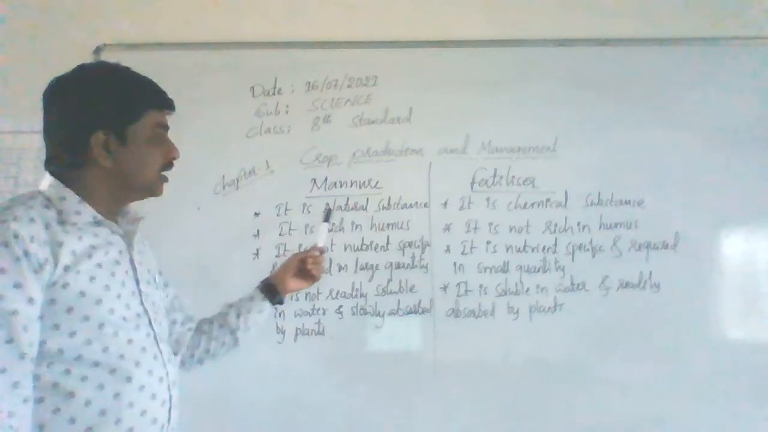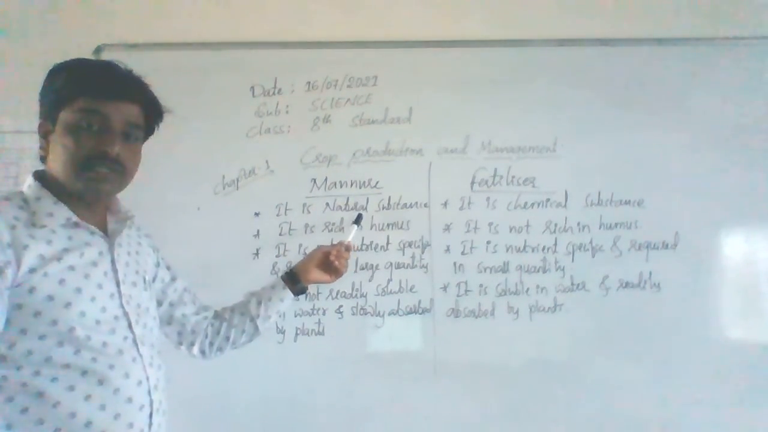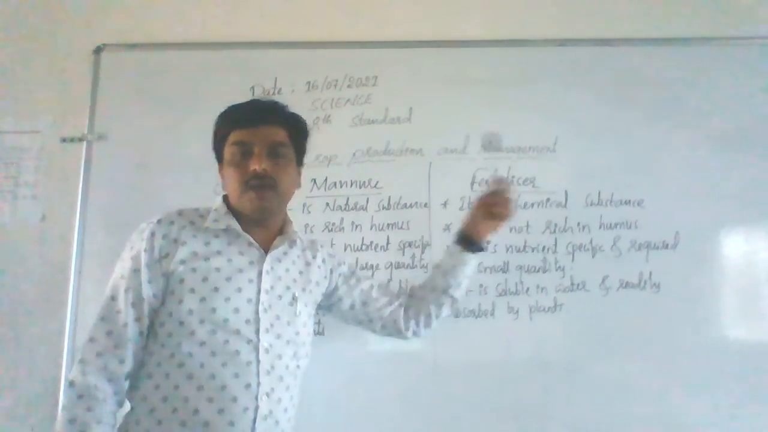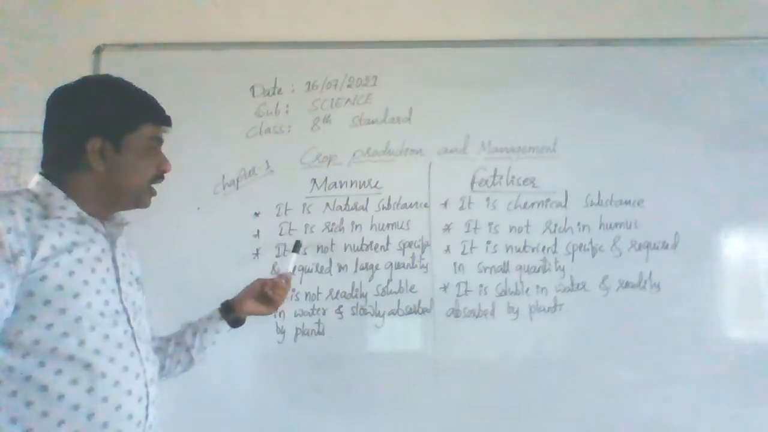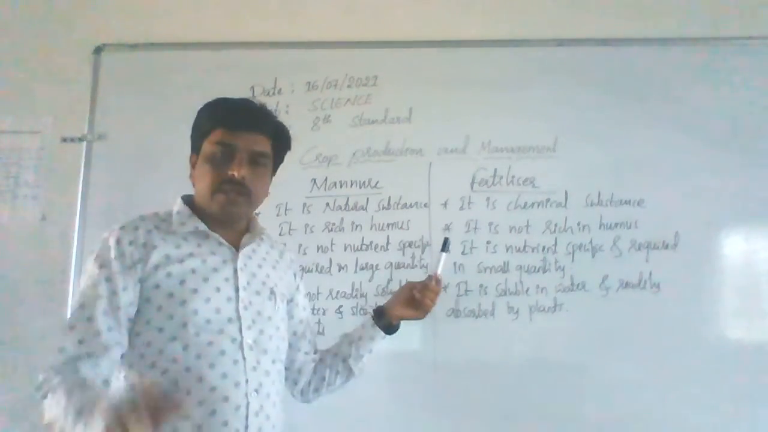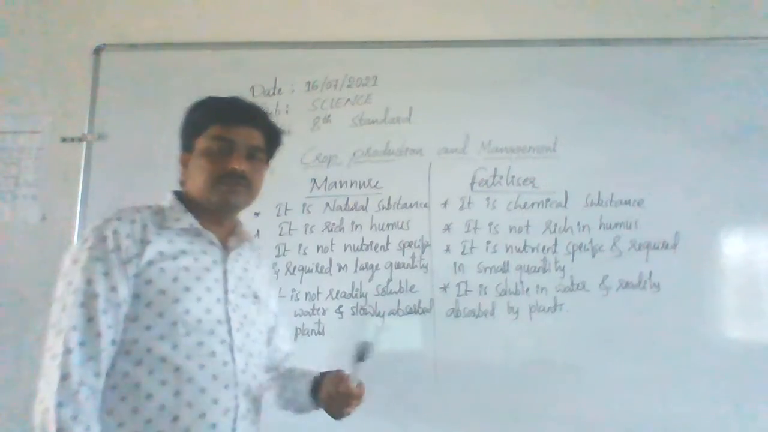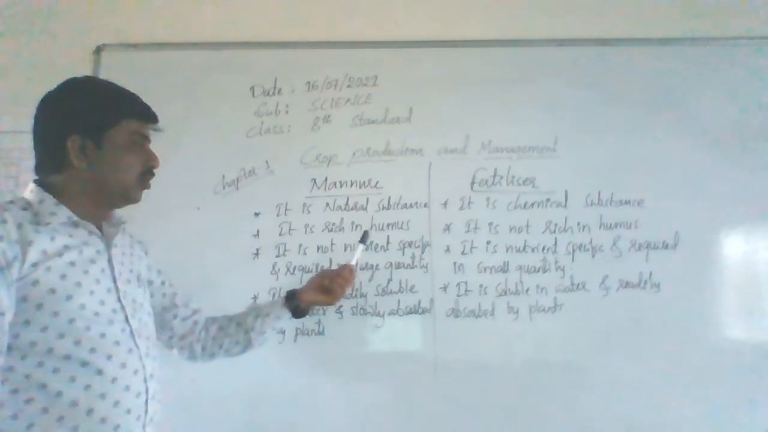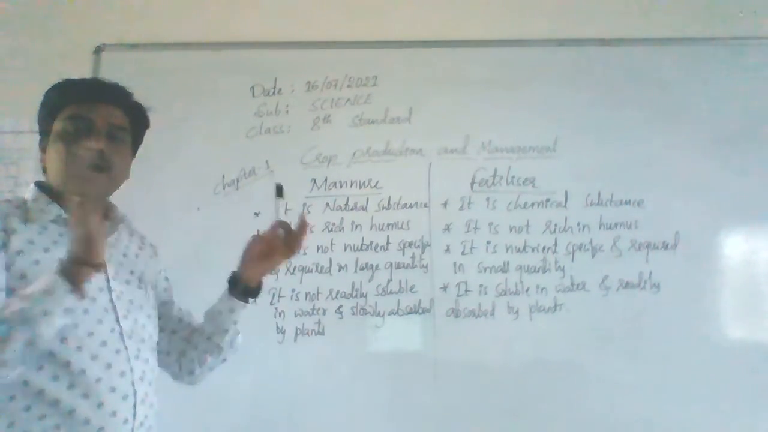Manure is a natural substance, but fertilizer, as you know, is a chemical substance. Okay. Then manure, you know that it is rich in humus. Manure contains humus, but fertilizer does not contain humus, hence it is not rich in humus. Then manure is not nutrient specific and is required in a large quantity.